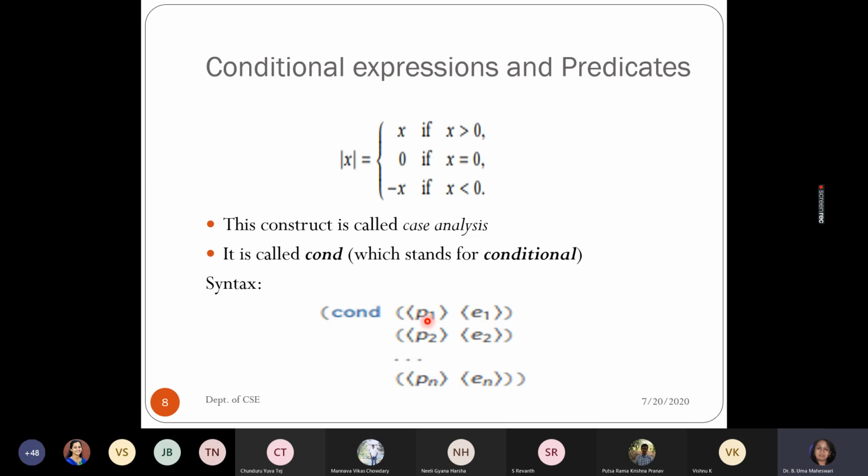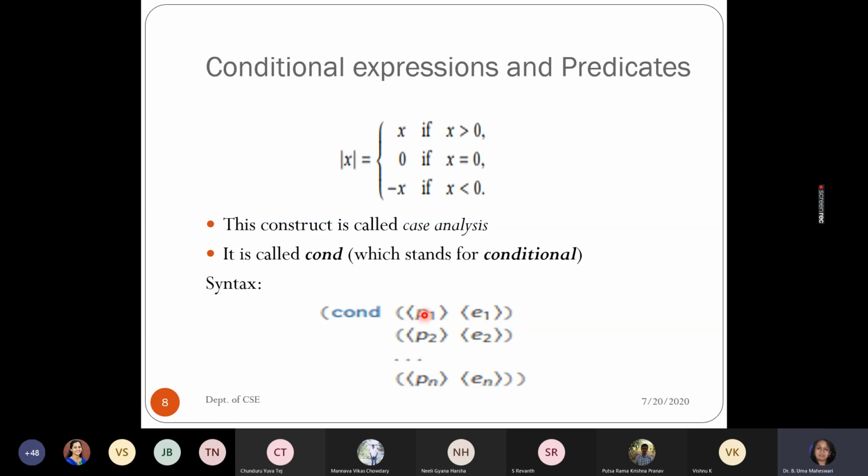Condition and some predicate. If the predicate is true, it will evaluate E1. If it is not, it will go to the next predicate and check. If it is true, it evaluates the corresponding expression and then terminates, returning from the cond. Only if it is false, it will move to the next predicate and go on checking the predicate values.